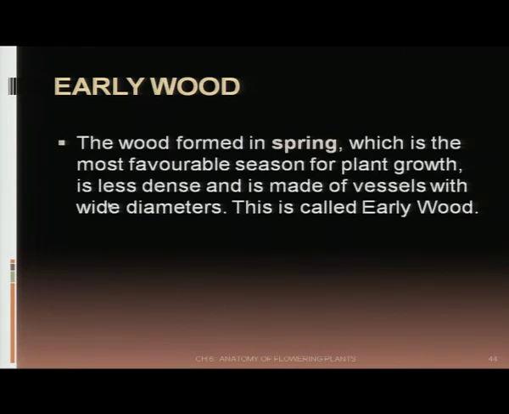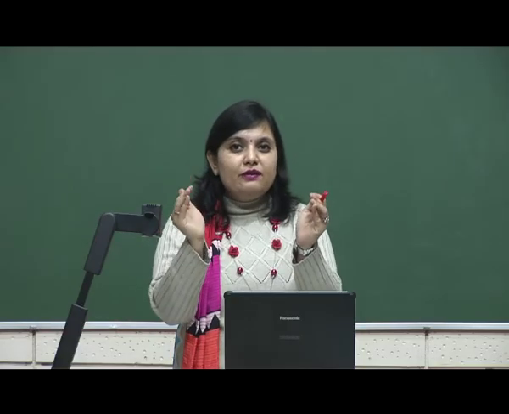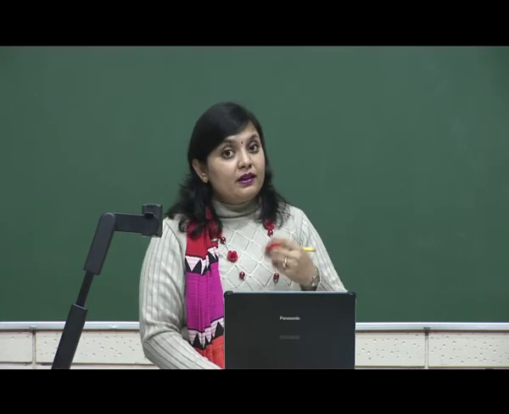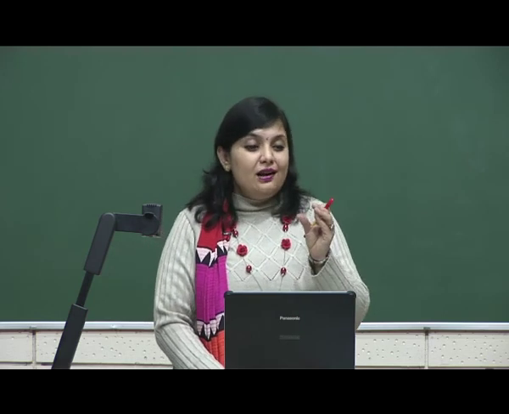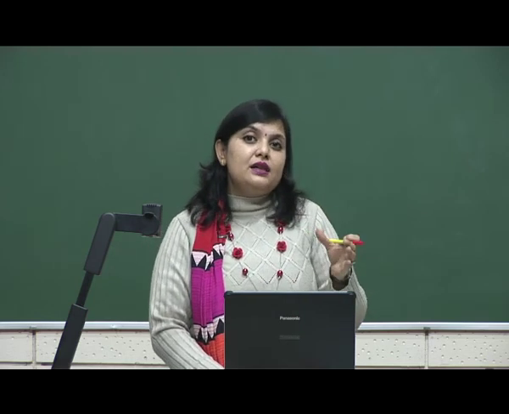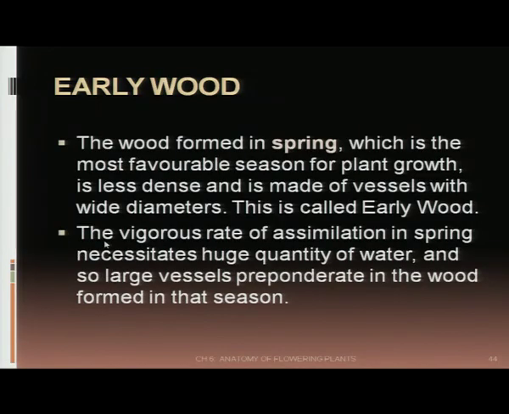What is early wood? Well, the wood that is formed in the spring, which is most favorable season for plant growth, is less dense and is made of vessels with wide diameter. When you need to conduct lot of water, so the vessels will be formed with wide diameter, and this wood which is formed in spring where active growth is taking place. So, lot of water is being used and larger diameter vessels are being formed is known as the early wood.